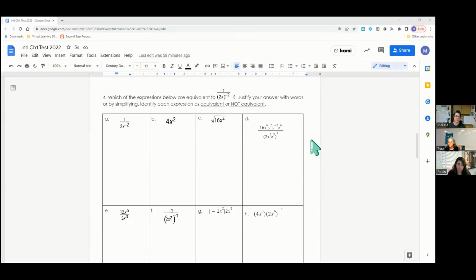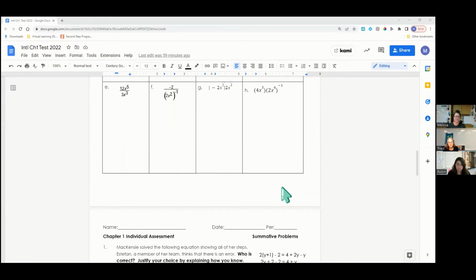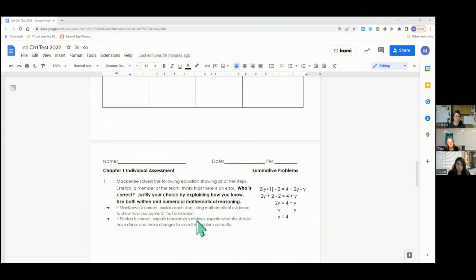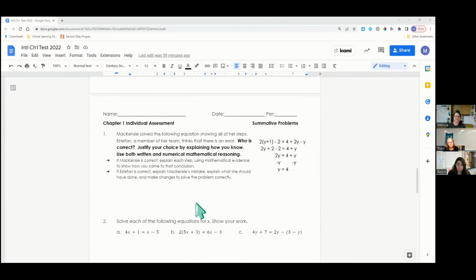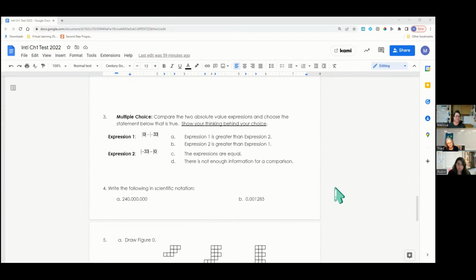And then we were able to expand on the idea of simplifying exponents in a way that isn't just having kids simplify them, but actually comparing them to see if they're equivalent or not once they do simplify them. And then our summative problems, the summative part of the test, still allows kids to explain, look at reasoning, solve equations. We get some review in there.